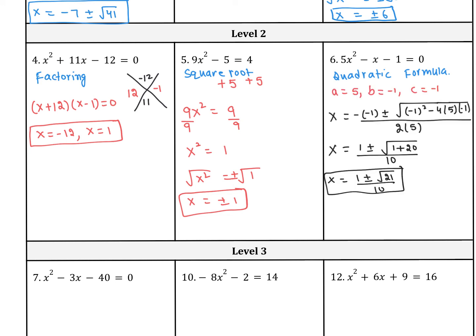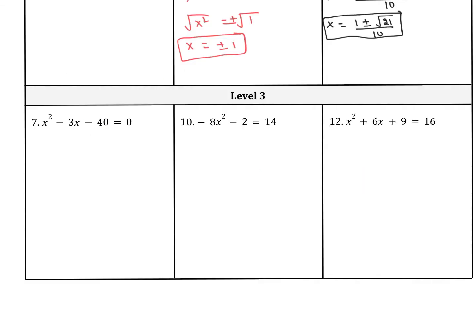For number 6, you're going to list the a, b, and c from the equation. Use the quadratic formula, negative b plus or minus the square root of b squared minus 4 times a times c. So you have here 1 squared plus 20, that's going to be 21. So 1 plus or minus square root of 21 over 10. Those are your two answers for number 6.